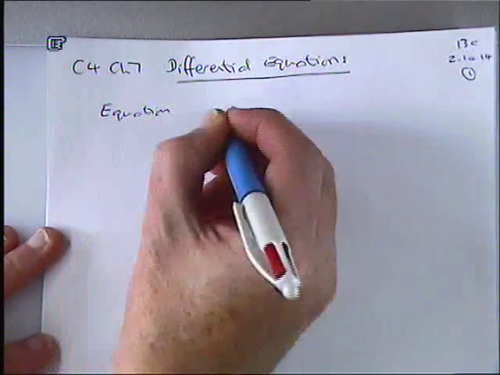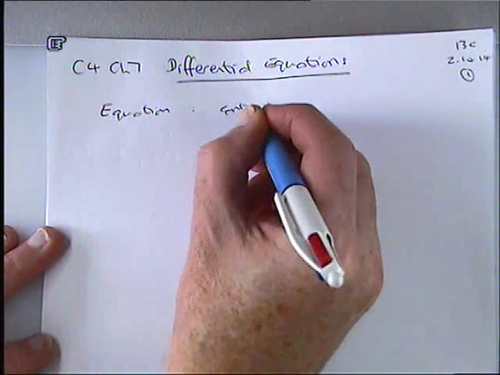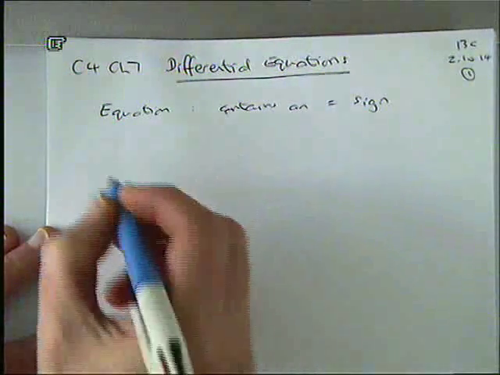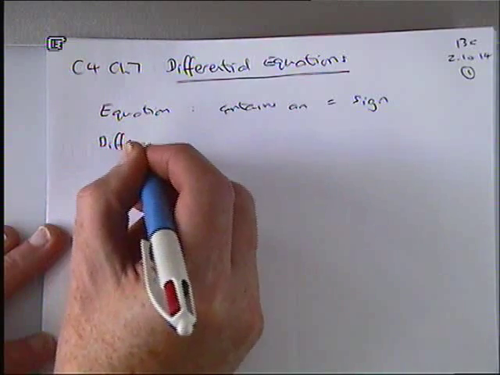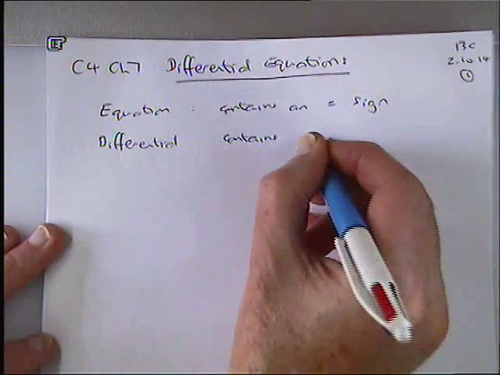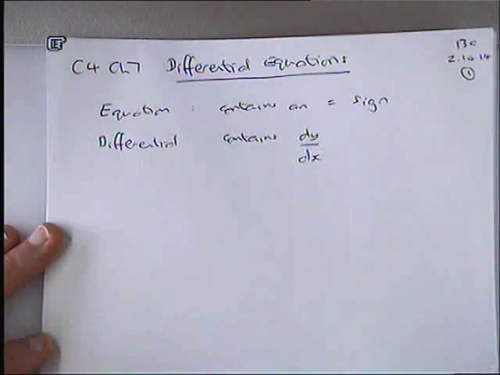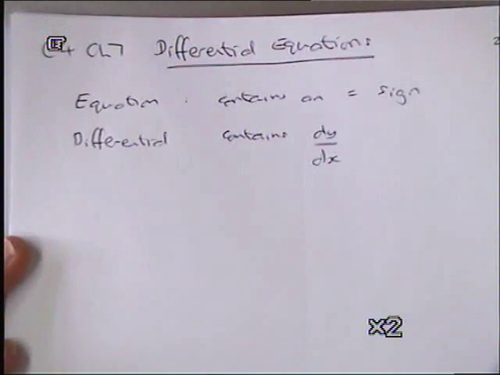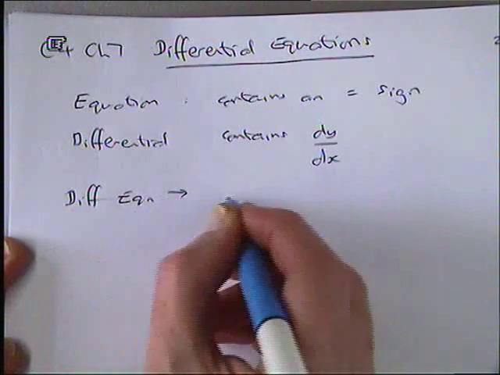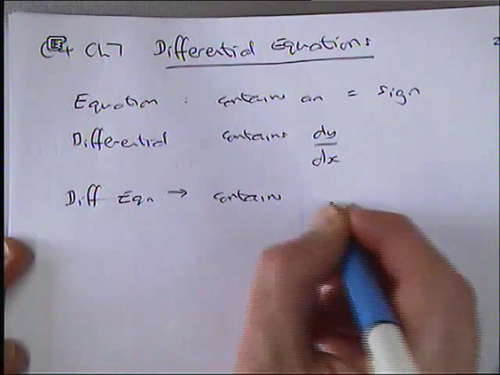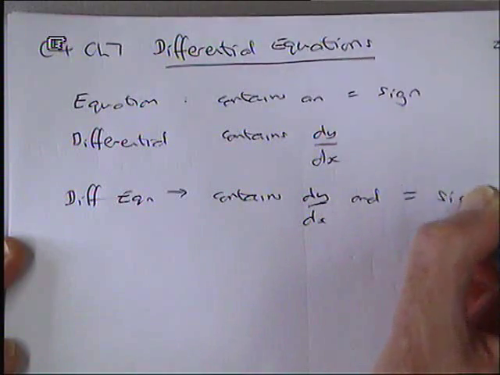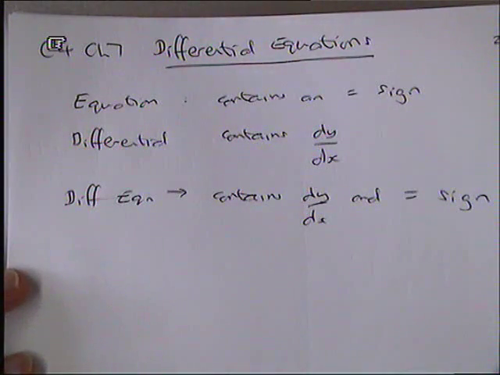What's an equation? An equation is something that contains an equal sign. Okay, what's a differential? Well, as far as we're concerned, a differential is something that contains a dy dx. I mean, it could be other letters than x and y. So a differential equation is, pretty unsurprisingly, something that contains a dy dx and an equal sign. That is what a differential equation is.